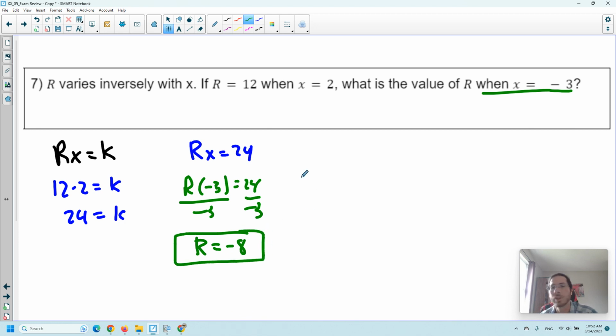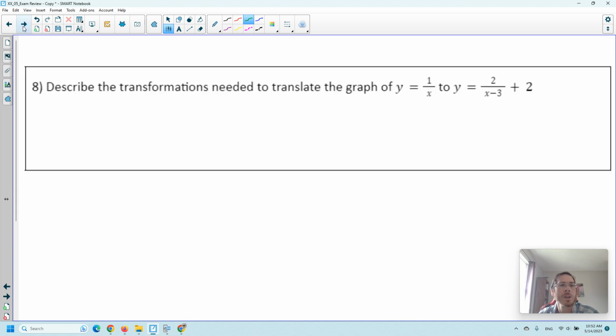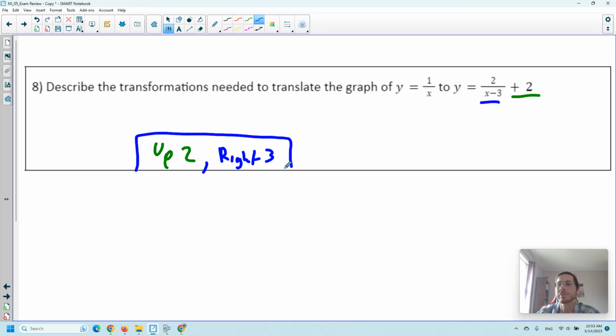Again, nothing we can really do with the TI calculator unless you wanted to type in 12 times 2 or 24 divided by negative 3. That's about it. For 8, describe these transforms to go from 1 over x to 2 over x minus 3 plus 2. Plus 2 on the outside, we're going up 2. Minus 3 with the x, we're going right 3. And that's the entirety of the question.